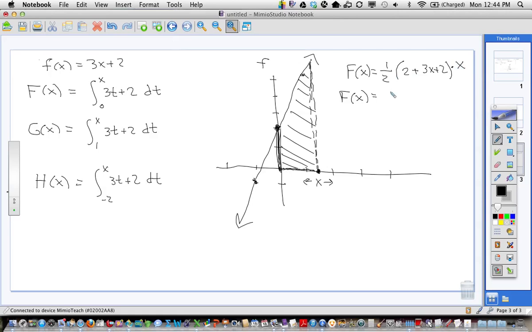So let's do this. Let's bring the 1/2 x around in front. And what would this be in here? 3x plus 4, right? If we simplify that, that's 3x plus 4. And then let's distribute that through. And we get what? 3/2 x squared plus 2x. Does anybody notice anything interesting about that?